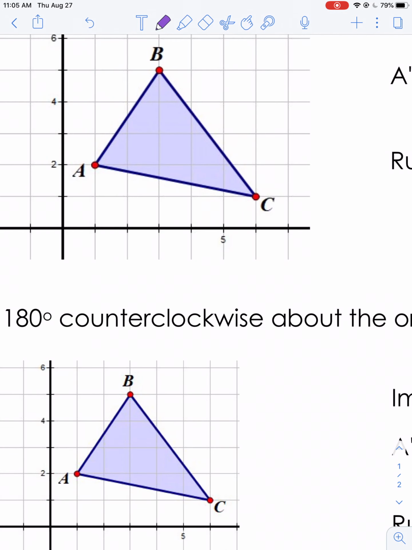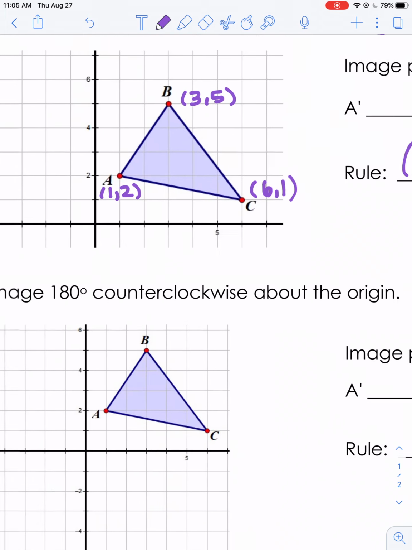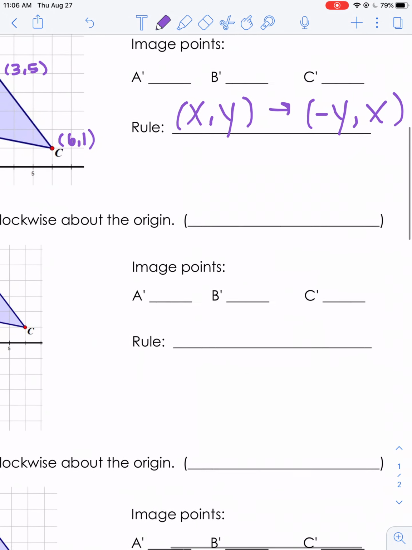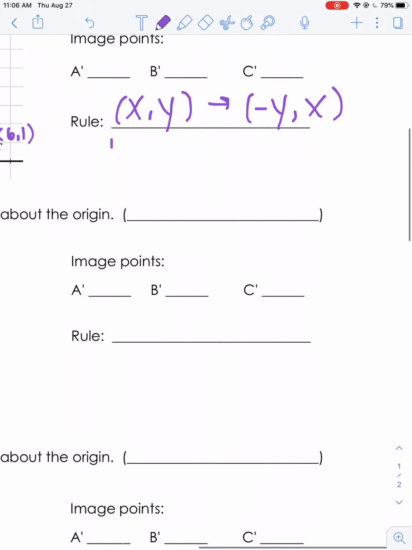I'm going to start by just labeling the points where they are now. So A is at the ordered pair (1, 2). B is at (3, 5). And C is over at (6, 1). And so now I'm going to use this rule to rotate them. So starting with A, which is at (1, 2), right? I've got (1, 2) as my point of the pre-image, and I want to rotate it.